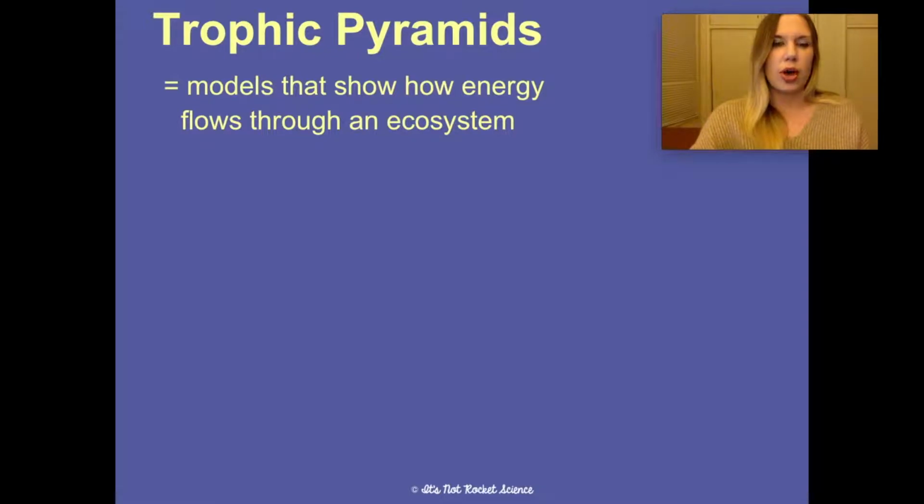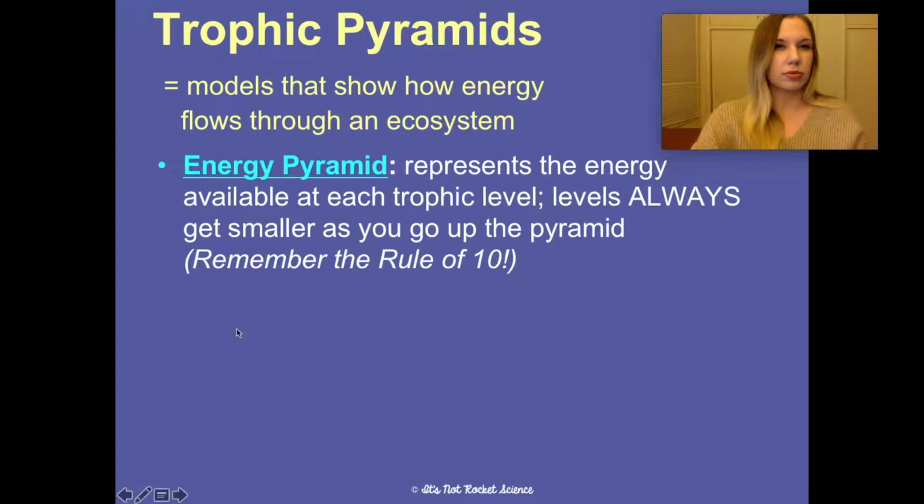Okay, so next up, let's talk about something called a trophic pyramid. It's a model to show how energy flows through an ecosystem. So kind of like an image, a diagram, if you will. Okay, so there are three types of trophic pyramids that we're going to talk about, three types of models. The first type is an energy pyramid, and these types of pyramids represent the energy available on each trophic level, and the levels always get smaller as you go up the pyramid.